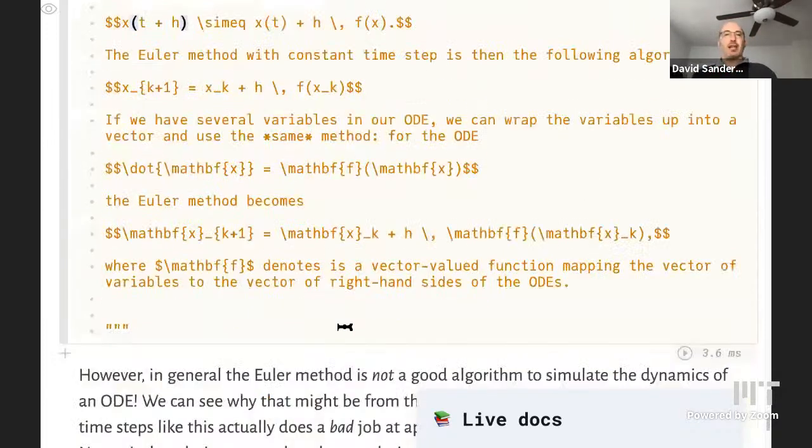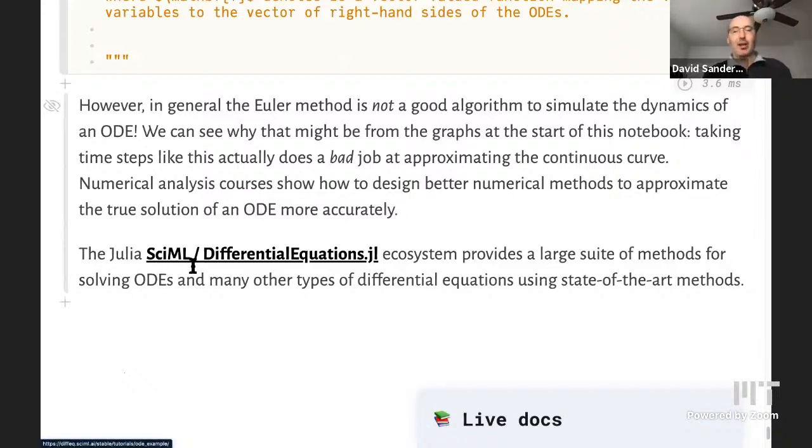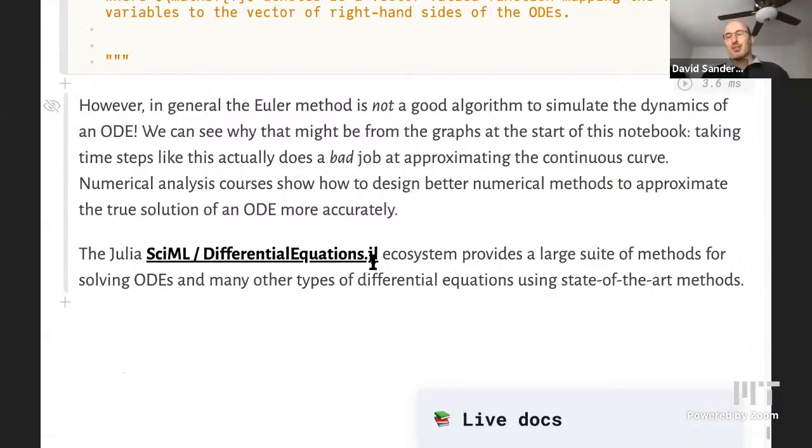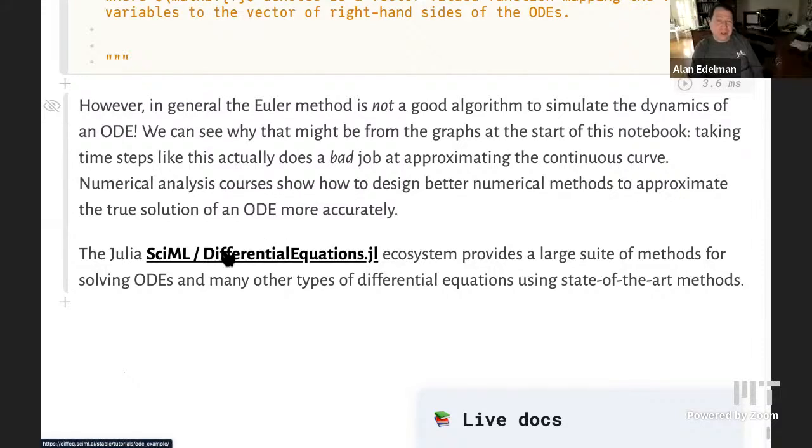Just to finish off, I'll comment that there's a big ecosystem, a collection of packages called DifferentialEquations.jl, which has now been renamed SciML, for Scientific Machine Learning. This is a state-of-the-art library written in Julia that provides many different numerical methods for solving ODEs very accurately, and also many other types of differential equations. If you need to solve differential equations for your research or your homework assignments, and you're not asked to program it yourself, then this is a very good option. As easy as it is to understand the Euler method, as Dave said, we don't particularly recommend it in many cases.